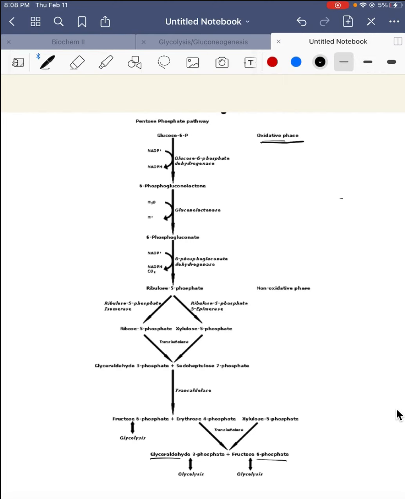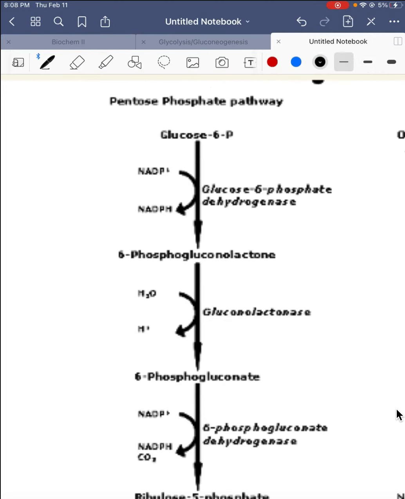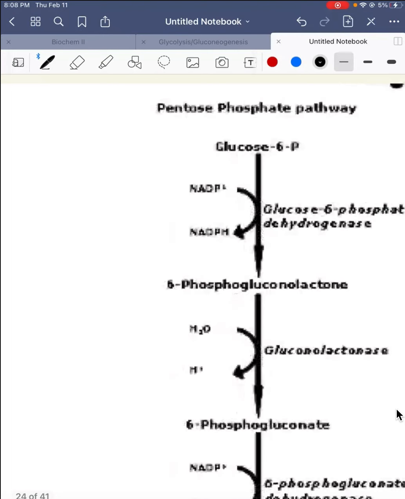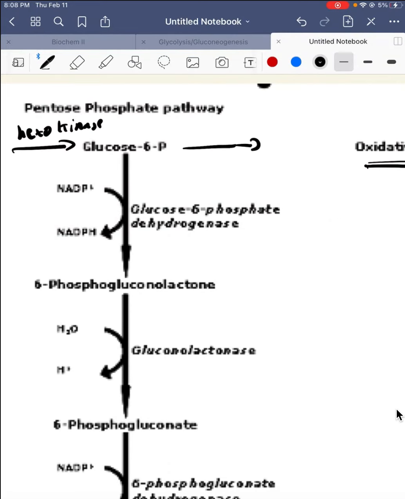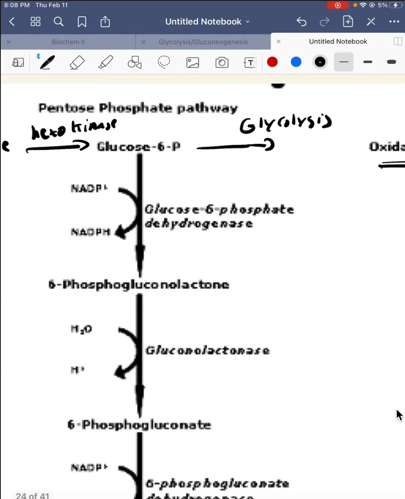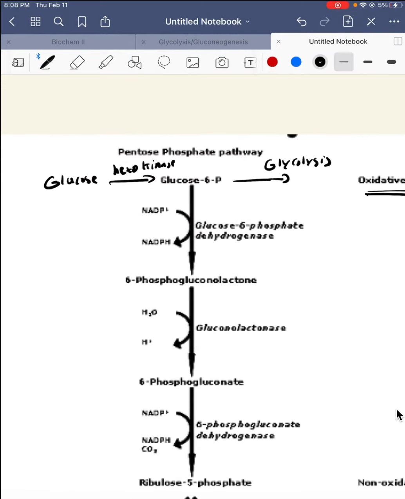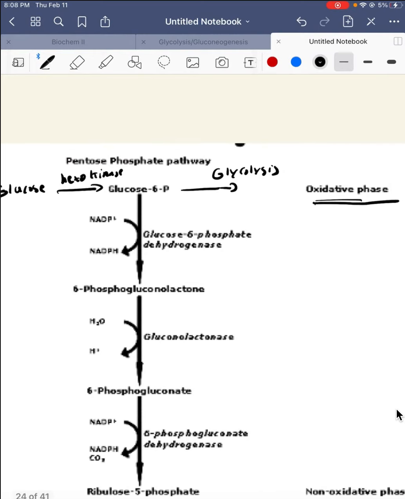So the pentose phosphate pathway starts with glucose 6 phosphate. Usually you would have glucose, and you would make glucose 6 phosphate with hexokinase. So this glucose 6 phosphate can continue into glycolysis, or it can go into the pentose phosphate pathway. The pentose phosphate pathway actually originated and evolved because this glucose 6 phosphate can't just keep going into glycolysis.